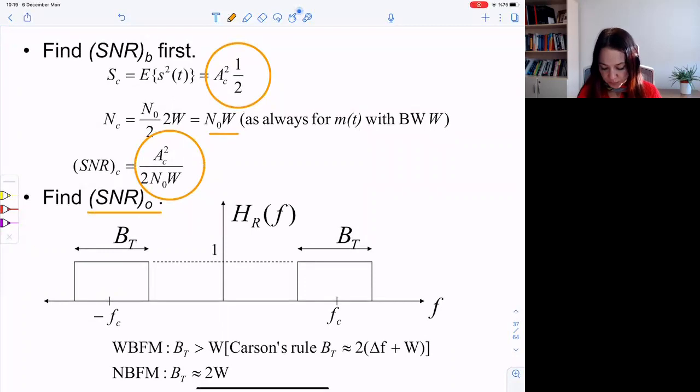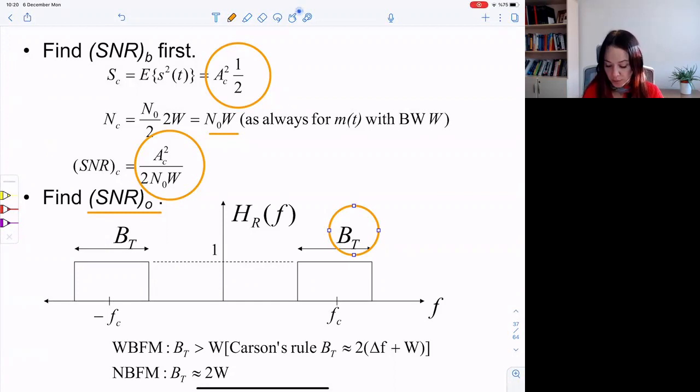Okay, SNR_O. Now, how are we going to do this? First of all, let's think about the bandwidth that we are admitting. In SNR_B, remember, our job is easy. It has nothing to do with the type of the modulation in terms of the computation of the noise, because in the noise computation, we're computing the amount of noise power in the message bandwidth. For SNR_O, though, we will have to compute the noise power in the modulated signal bandwidth. The modulated signal bandwidth in FM depends on the beta of the FM.